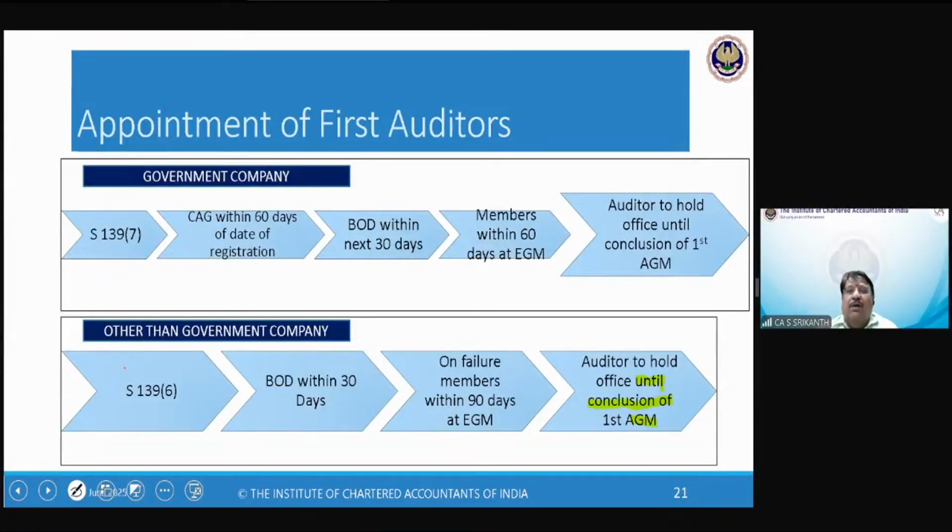This first auditor will hold office until the conclusion of the first annual general meeting. Please understand, until the conclusion of the first annual general meeting. You understand? Conclusion. What is the meaning of that? He will not see, my guru, Professor K. Anantaraman used to make us understand. Later on, when you come to Final and you study on your own, the self-paced module, at that time you will study about retirement of directors by rotation. At that time, you'll know that a certain number of directors will retire at every AGM.